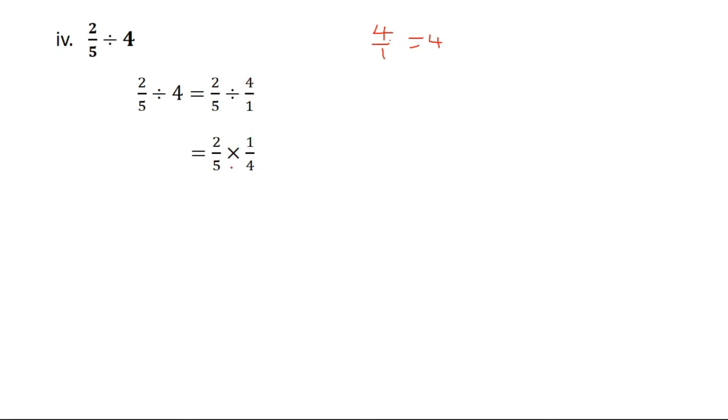So we check and see if there are common factors. Yes, there are common factors. 2 can cancel itself once and cancel 4 two times. So this time we have 1 over 5 times 1 over 2, because we've cancelled it out. You multiply the numerator by the numerator, so 1 times 1 will give us 1, then 5 times 2, which will give us 10. This is a proper fraction, so we will leave our answer in that form.